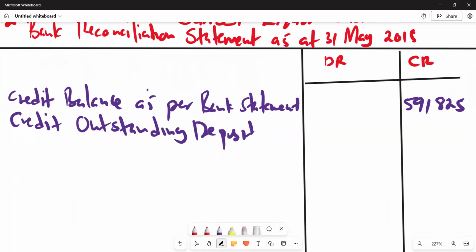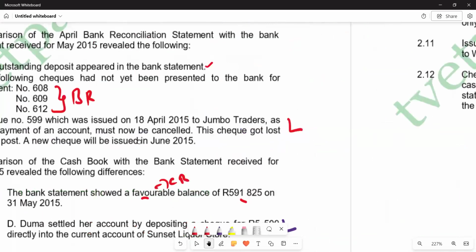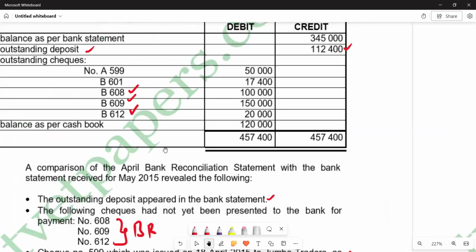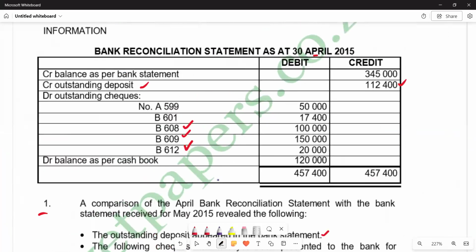And the amount that we have is 90,000. Then after that, we can now put in our outstanding checks. Remember, we've got our outstanding checks that we identified here: 608, 609, and 612. These amounts we can only find in the previous month's bank reconciliation statement, whereby 608 is 100,000, 609 is 150,000, and 612 is 20,000. So we can just say outstanding checks and then we list them.